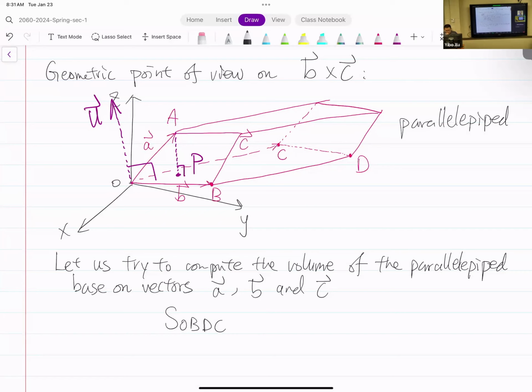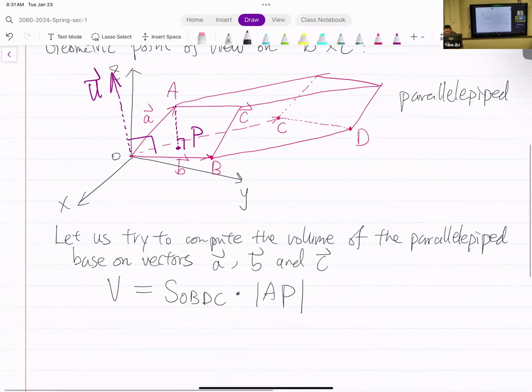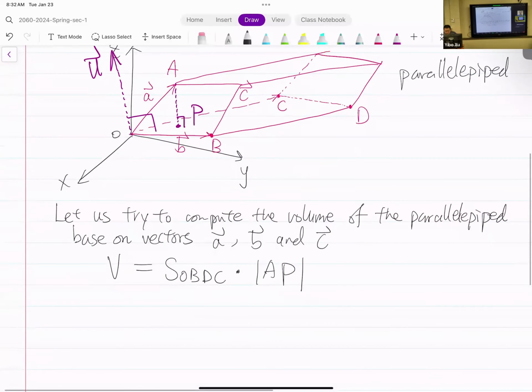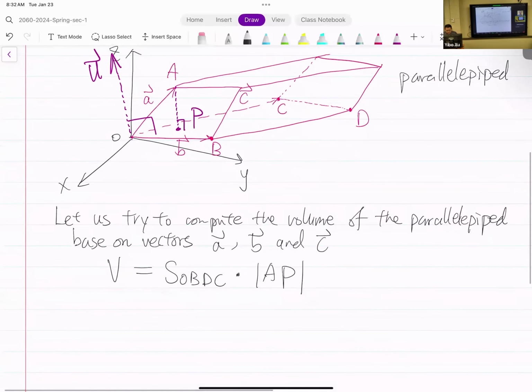And then we can define the volume. Okay, so we can write down the formula. So V is going to be the area of the base times the height, right? The height is just the distance between A and P. Okay. Right. So let's just keep the directions in purple in the figure. Let's just continue.